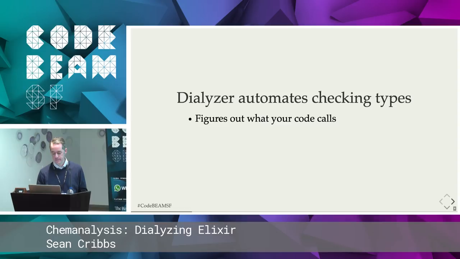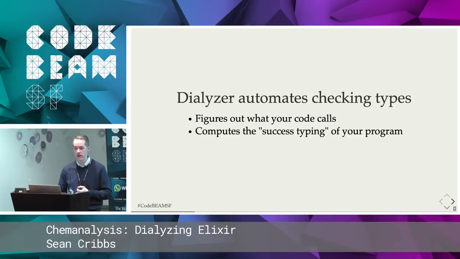So what does it do? First, it figures out everything that your code calls from every function that you defined in your app. And from that information, it computes the success typing of your program. And I know that if you're familiar with Dialyzer, you've probably heard this word.